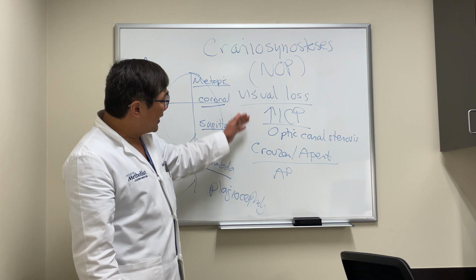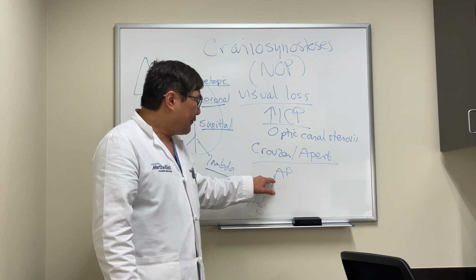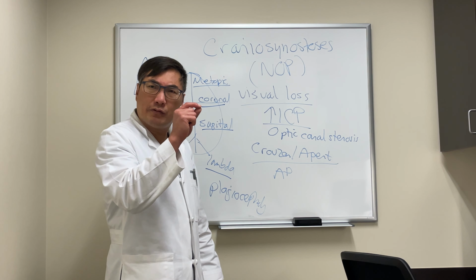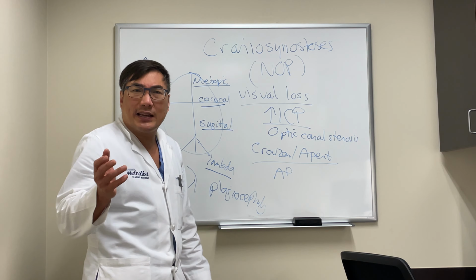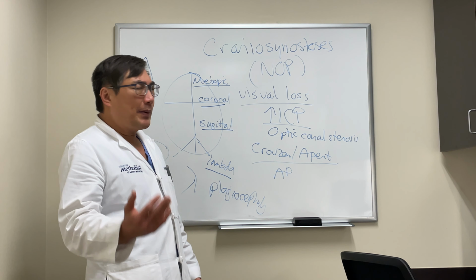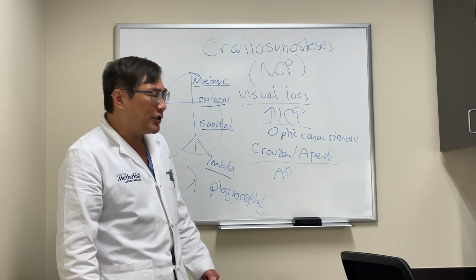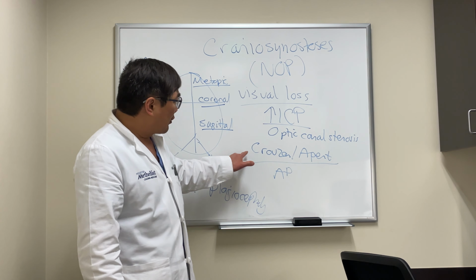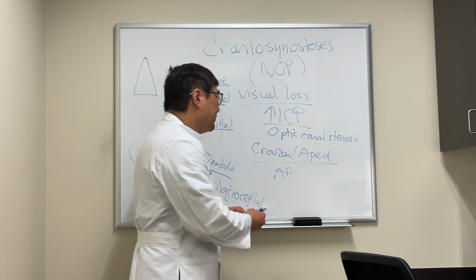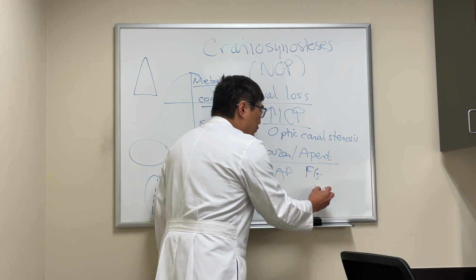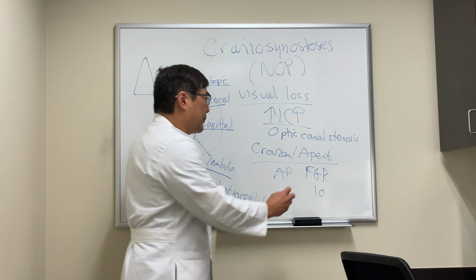So Crouzon and Apert are very similar. They have the same autosomal dominant gene. It's the fibroblast growth factor receptor, and Apert has this extra thing, which is syndactyly. Apert patients often have cervical vertebrae abnormalities, fusion, and their intelligence is decreased. The Crouzon people have normal intelligence, no syndactyly, but it's the same gene. This is on chromosome 10, the fibroblast growth factor receptor gene number 2.